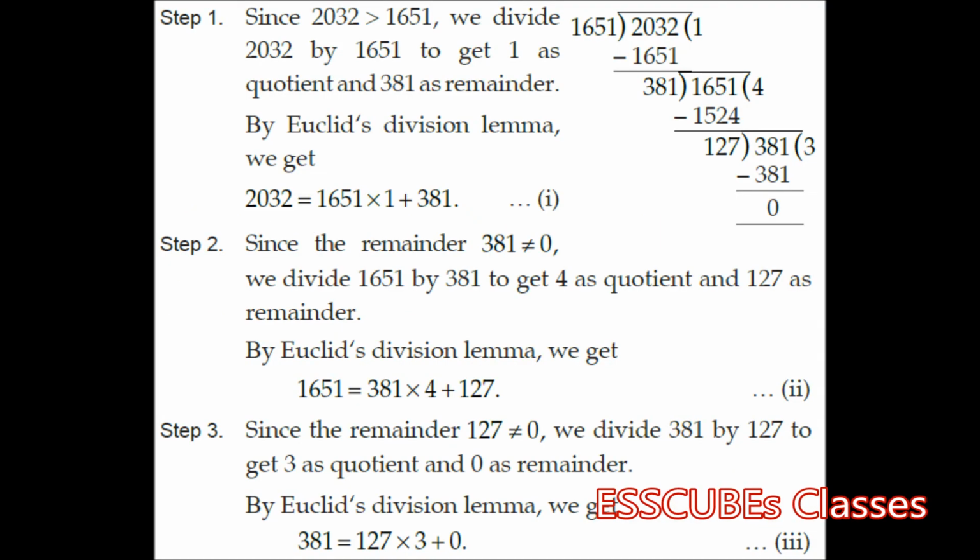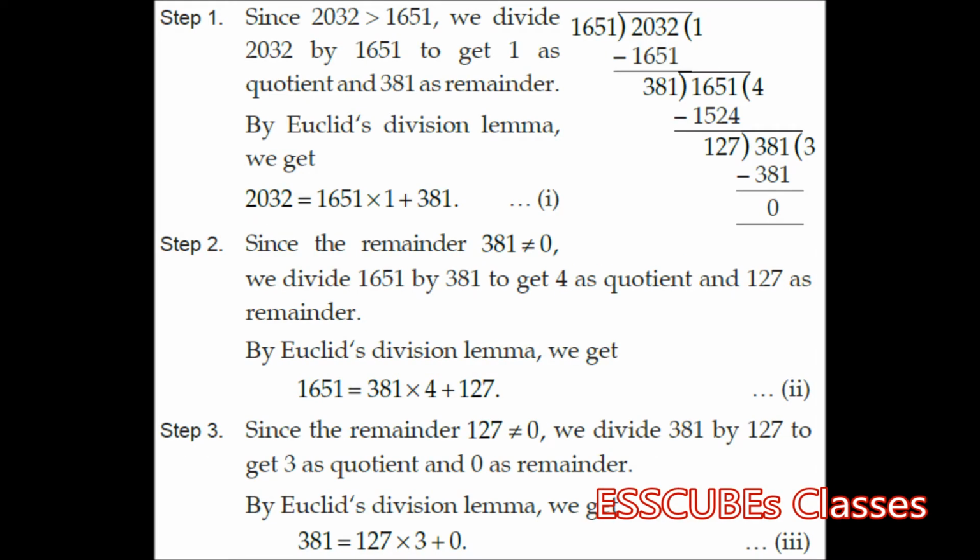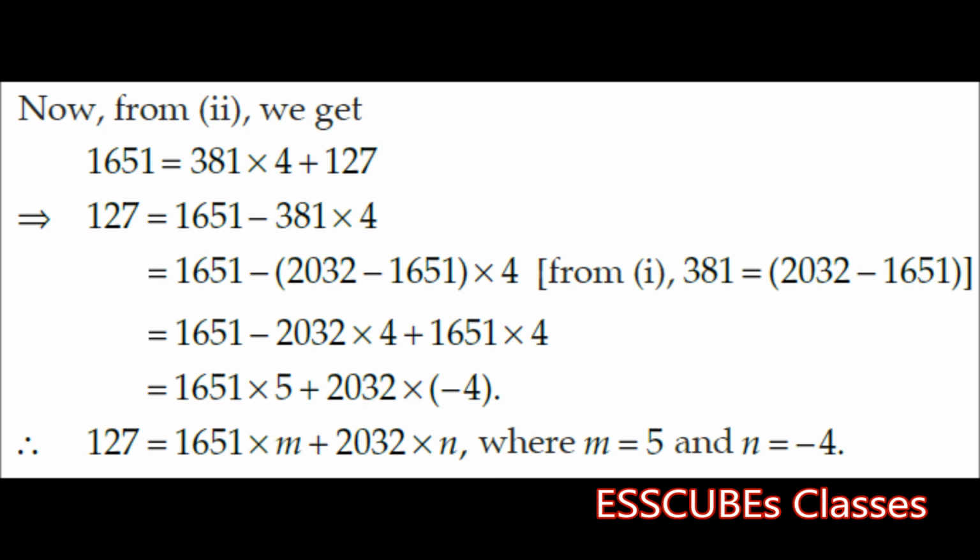The second equation that we got over there is 1651 is nothing but 381 into 4 plus 127. Now check 381 into 4 plus 127. But how did I get 127? It can be represented as 1651 minus 381 into 4. Check with the previous step. So what do I find? I find that 1651 minus, check with 381.